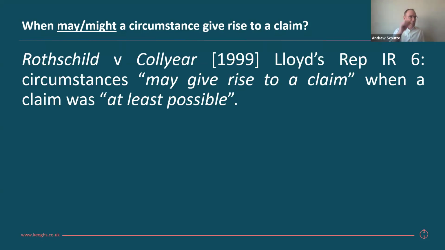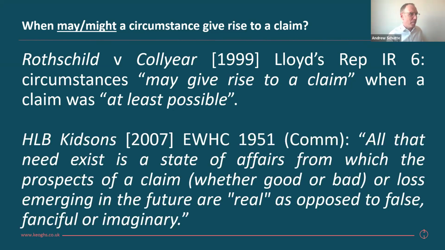So Rothschild and Collier: circumstances that may give rise to a claim, that's when a claim is at least possible. It's a super low bar. May or might or could. Quite a low bar. And again, Kidsons, but this was the first instance decision. All that has to exist is a state of affairs from which the prospects of a claim, which doesn't have to be a good claim, could be a bad claim, or a loss emerging in the future are real. They're not false, fanciful, or imaginary. So again, quite a low, but not fanciful, bar.